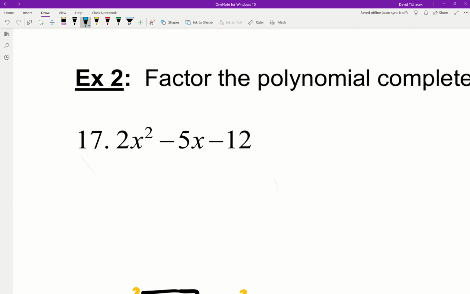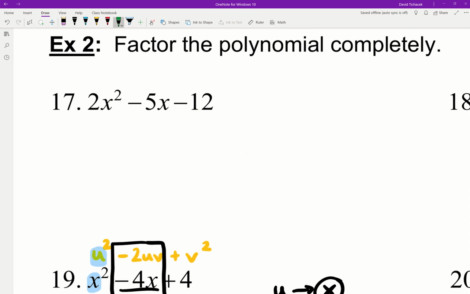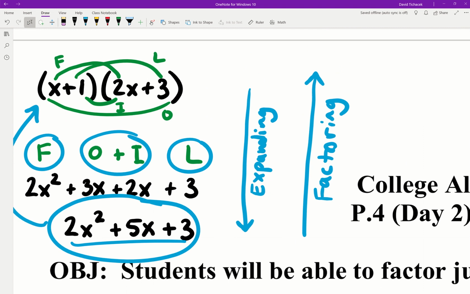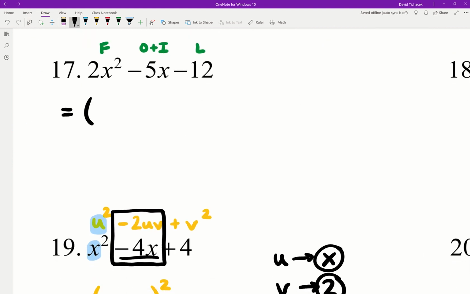Okay, so let's demonstrate that process by coming back down here to number 17. By what we just discussed, the 2x squared, that would be the F in our FOIL. The -12, that's the number that comes last, so that's going to be the L in the FOIL. And then this -5x here is going to be what we get whenever we combine the outer plus the inner. So if you are trying to factor this, then keep in mind that it factors into the product of 2 binomials, like we said before. So I'm going to start off by writing my 2 sets of parentheses here, okay? And what I typically try to do whenever I'm doing these problems is I'm either going to start off with the F or I'm going to start off with the L, depending on which one is easier to break up.